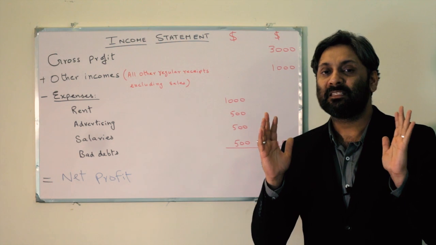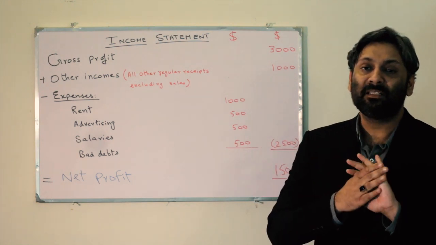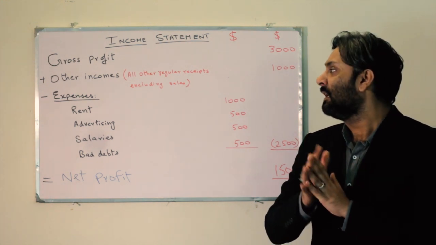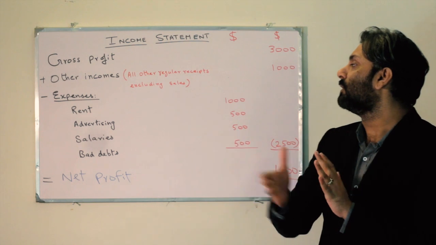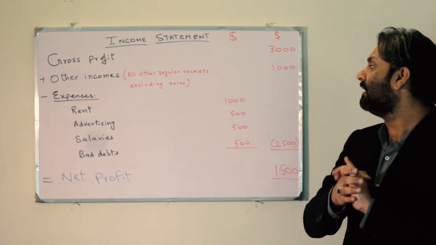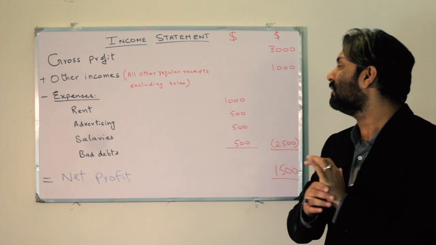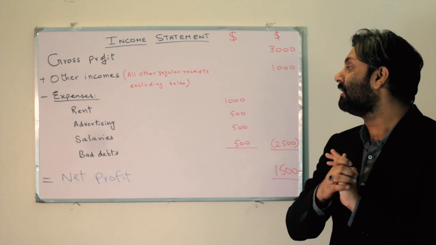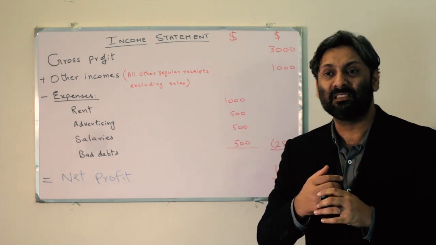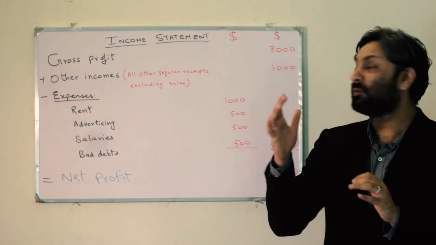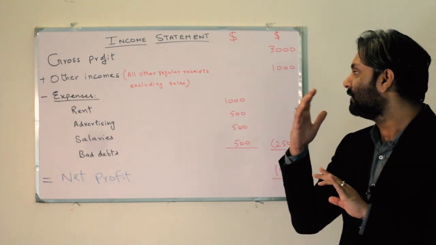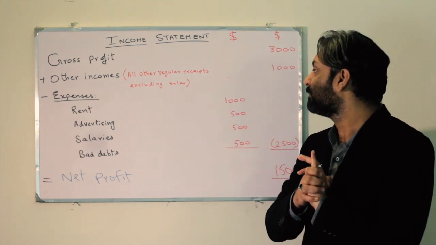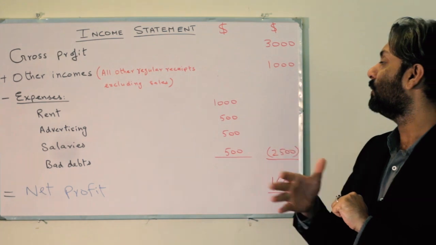So the direct incomes, as I told you, are the regular incomes, which is the money derived from sale of goods and services. And obviously, when we are talking about the other incomes, they are all other receipts excluding sales. They may be regular, they may be irregular, but all the incomes derived from the business apart from the regular sale of goods and services are called other incomes. So the gross profit is then added to the other incomes.